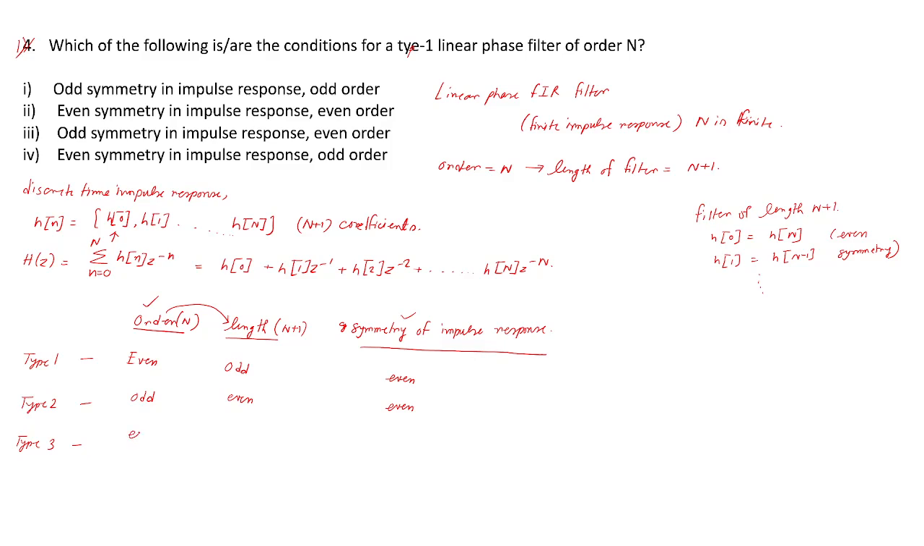For type 3 filter, order is even, length is odd, and symmetry is going to be odd. Odd symmetry is also termed as antisymmetry. Just another name. It corresponds to this thing actually.